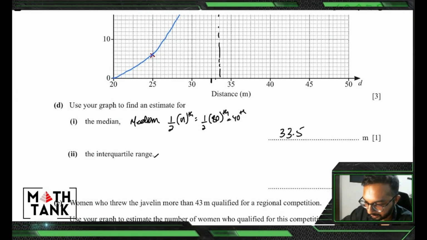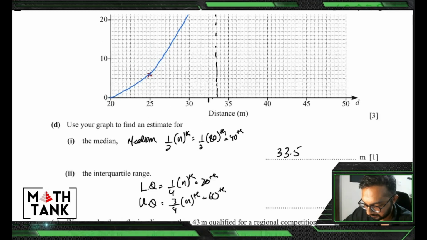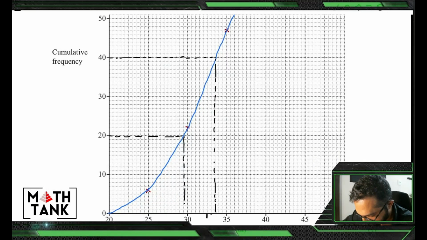The interquartile range. So I'll have to both estimate the lower quartile and the upper quartile. So the lower quartile is 1/4 of nth, which is the 20th then. And the upper quartile should be 3/4 of nth, which is the 60th. Okay, so the 20th looks like 29.5.